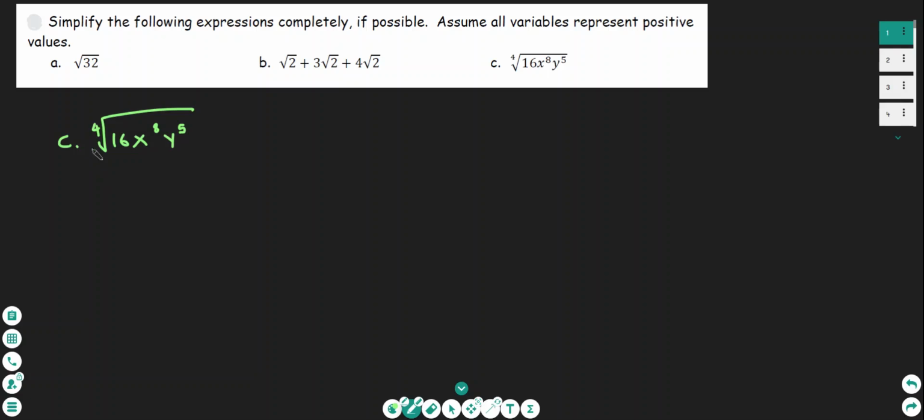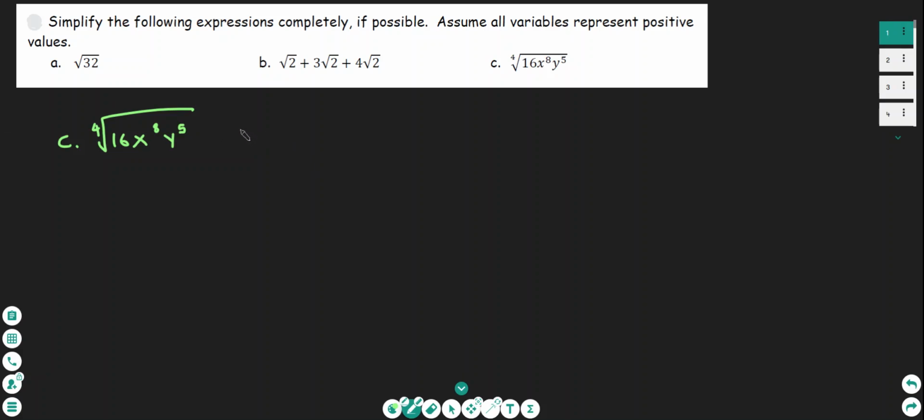In part C, we have to simplify a radical expression with a number and two variables inside, and the variables are in power or exponent form. Here we have the radical with index 4, which we usually call the fourth root of whatever is inside. So let's see how to simplify this.